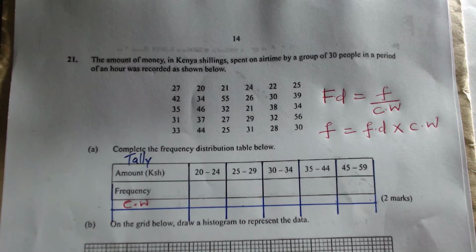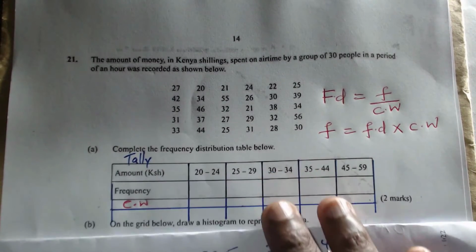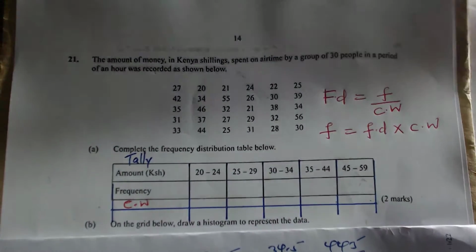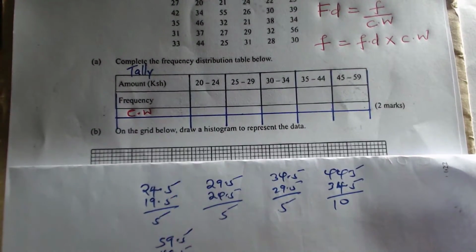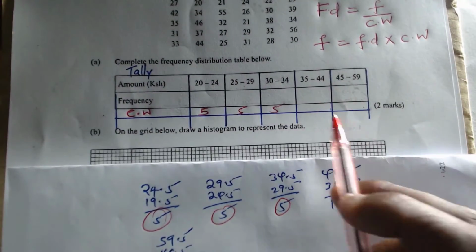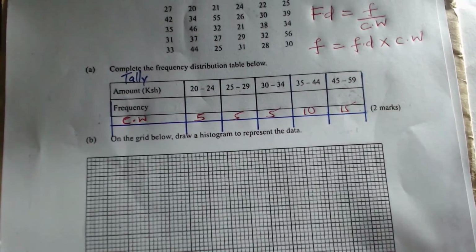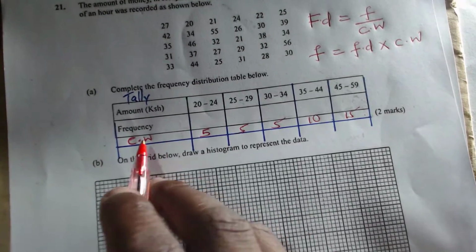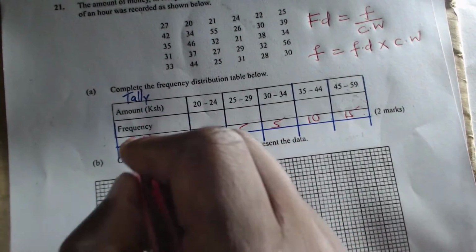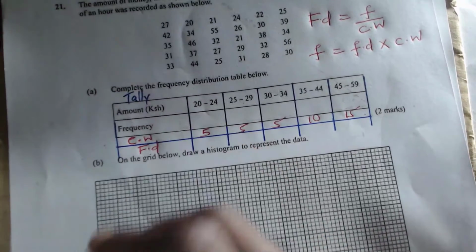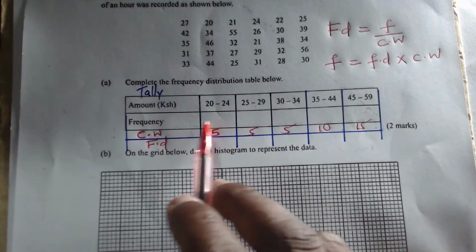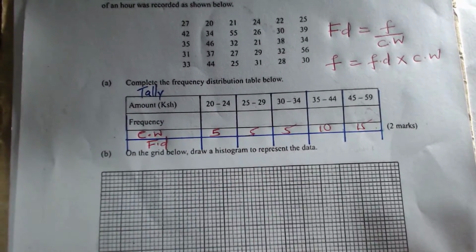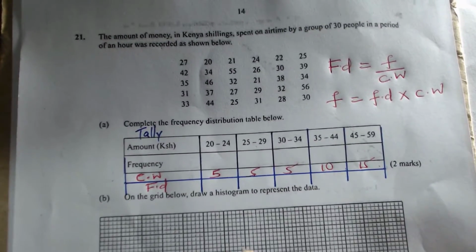The class width is the class size, and I've already calculated it here. Then we need to have the frequency density. Before then, we need to get the frequency. This is how you get it. I'm going to demonstrate using the first one.